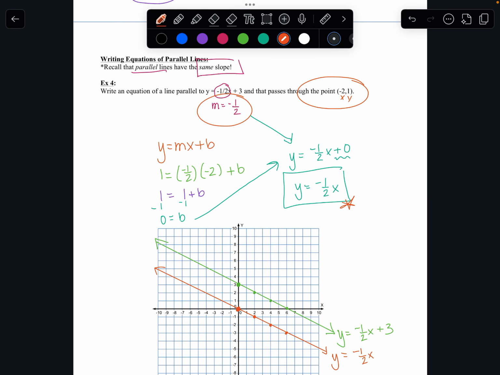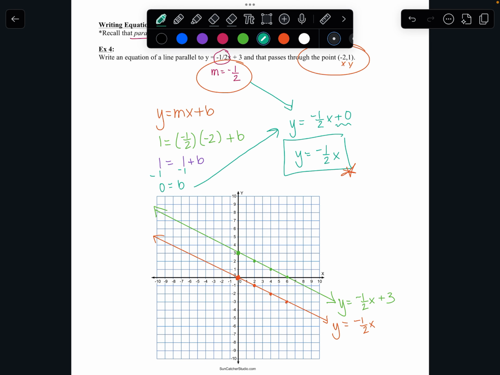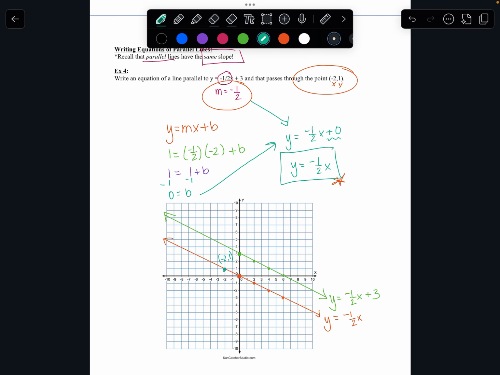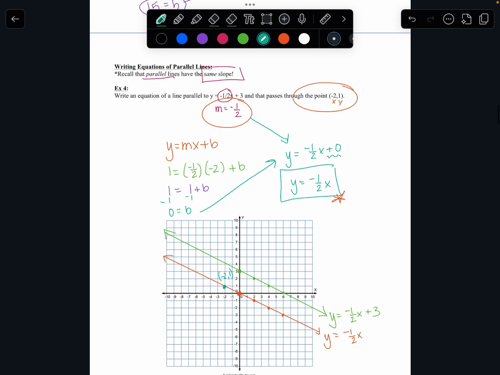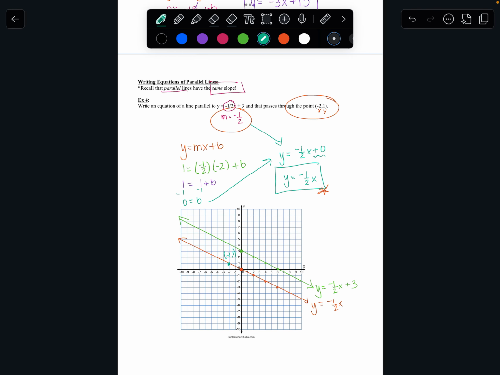I'm just going to double check. Did it go through the point -2, 1? Well and behold, it did. So we're good. Okay, and so that is the end of 5.1.